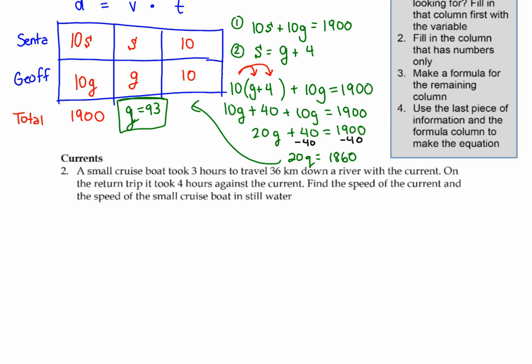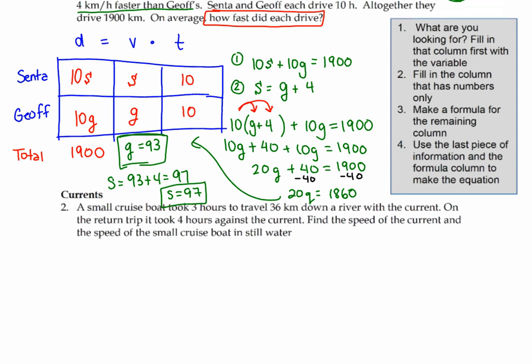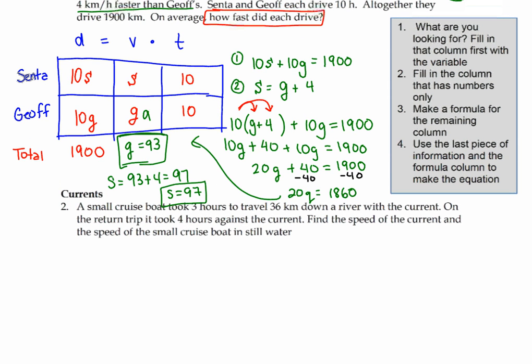Okay, and so I'm not done because I still need to find what? S. So if G is 93, S is equal to 93 plus 4 or 97. So the last thing we should probably do is write a sentence, just like yesterday. So what did those represent? G was 97 and S was 93. Oops, no, G was 93, right? Yeah. Thanks, guys.